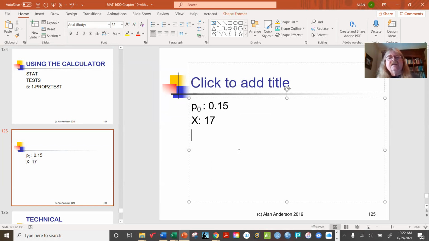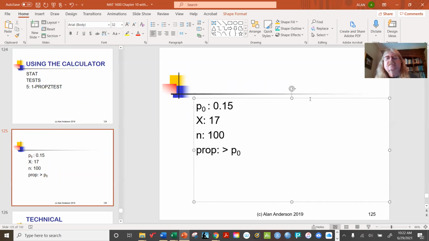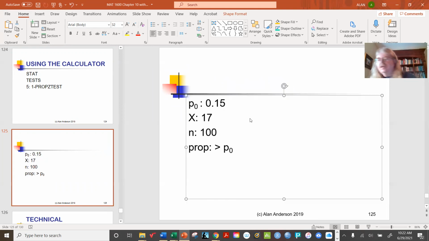Okay, it was 17, N was 100. And then, as always, you have the option of 3 different alternative hypotheses, which in this case is listed as greater than P0, which you will choose. And make sure you hit the enter button. And when you do all of that, you will of course get your test statistic, which we don't really need because we're looking at the p-value. All right, here we go.